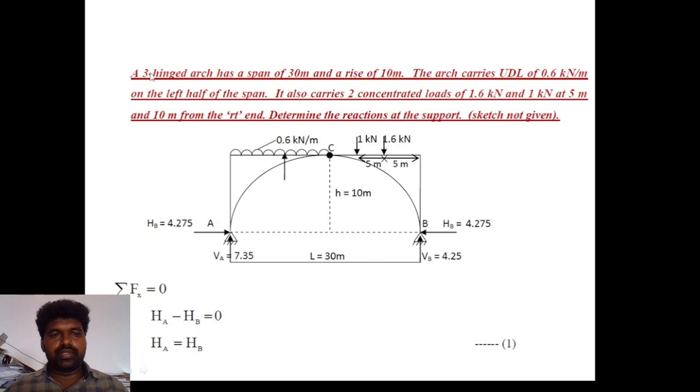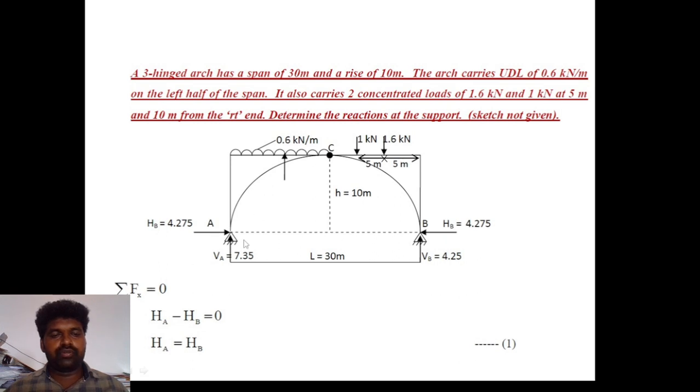Here is an example problem. A three hinge arch has a span of 30 meters and a rise of 10 meters. The arch carries a UDL of 0.6 kN per meter on the left half of the span. It also carries two concentrated loads of 1.6 kN and 1 kN at 5 meters and 10 meters from the right end. Determine the reactions at the supports. First, horizontal B and vertical A. Horizontal B is 4.275 and the vertical reaction is 4.225. The load is 0.6 kN per meter, and here 1 kN and this 1.6 kN at 5 meters and 10 meters from the right end.